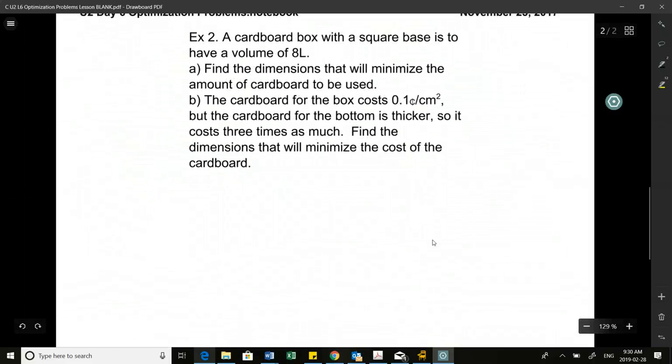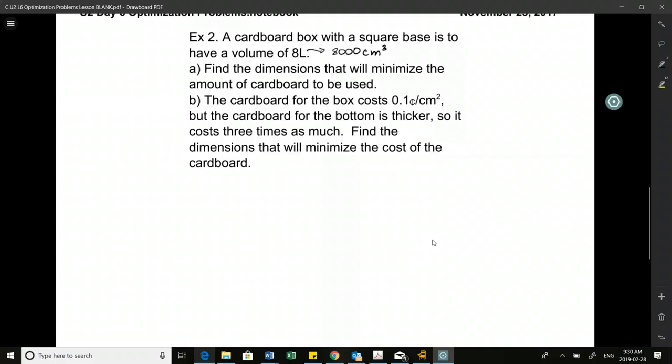Okay, let's try one more. So we have a cardboard box, hard word to say, with a square base, and it's going to have a volume of 8 liters. You'll notice later in our question that we have some units in centimeters. One thing you need to know when dealing with volumes is that 8 liters is equivalent to 8,000 centimeters cubed. So if you see centimeters later in your question, you might want to work with that 8,000 centimeters cubed rather than 8 liters.